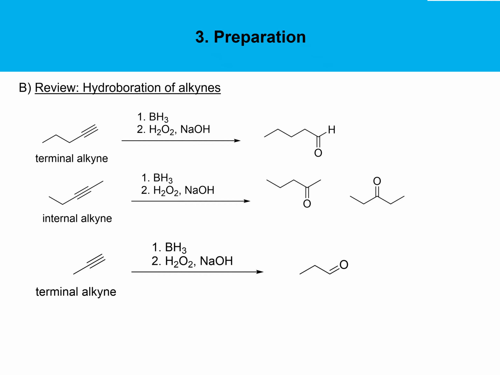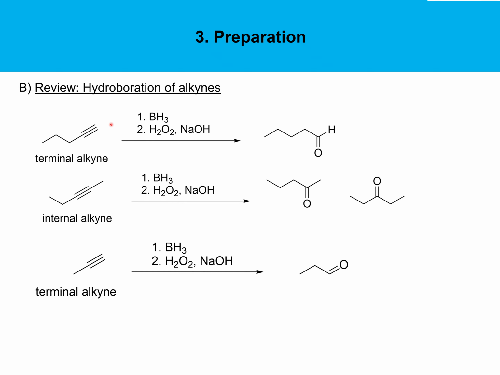Another method to make aldehydes and ketones is through a reaction we saw previously, the hydroboration of alkynes. If we have a terminal alkyne and we add borane, hydrogen peroxide, and base, we can oxidize the alkyne into an aldehyde. Notice the aldehyde will have the same number of carbons. So here to begin with, we have 1, 2, 3, 4, and 5 carbons. And the product will have also 5 carbons.